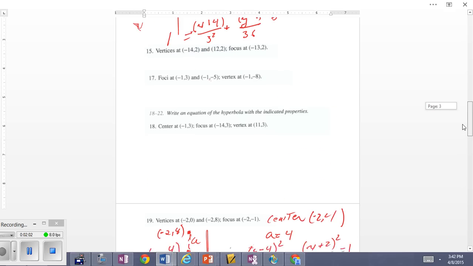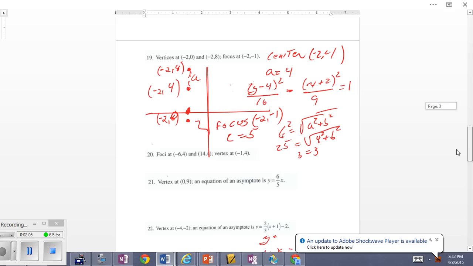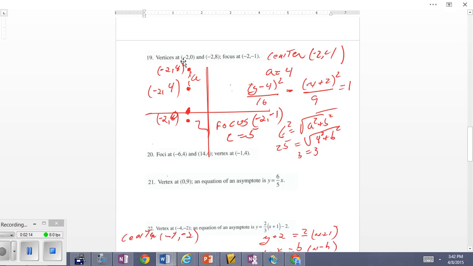Here I'm looking at a hyperbola. Yes, I'm looking at a hyperbola, and I'm trying to find its equation. I'm given the vertices at -2, 0 and -2, 8. Those are on the same vertical line, which implies that's the transverse axis. The midpoint of those two vertices should be my center, which would be at -2, 4. So that's my center.